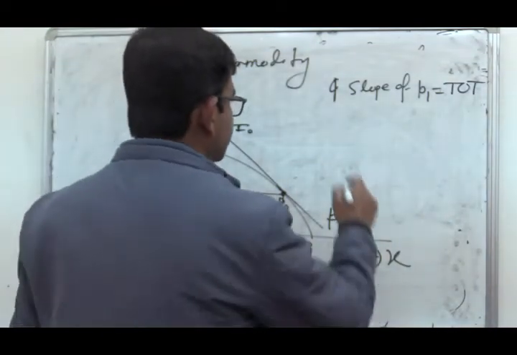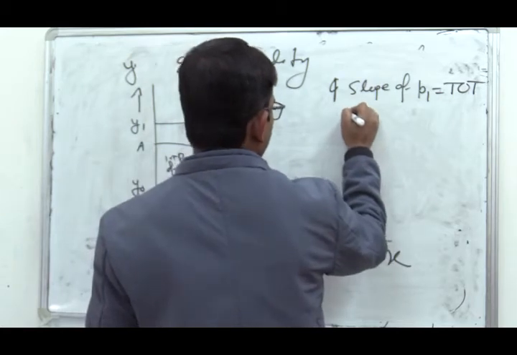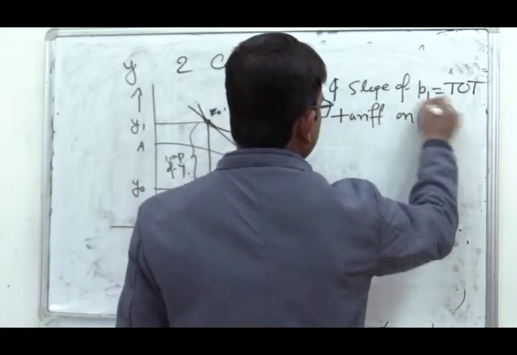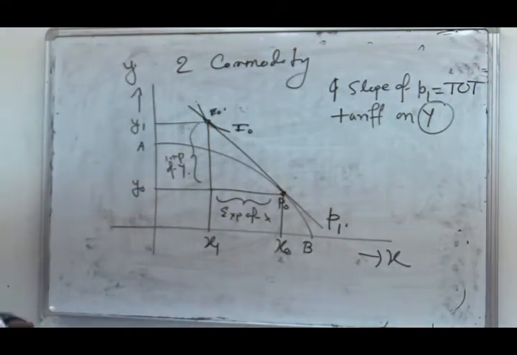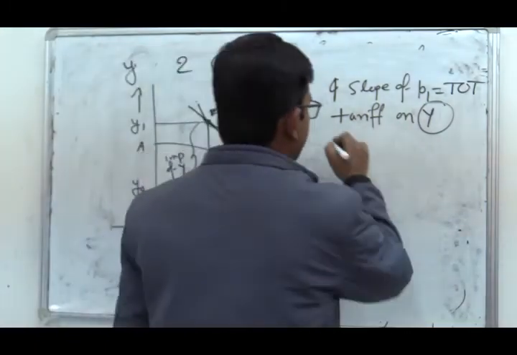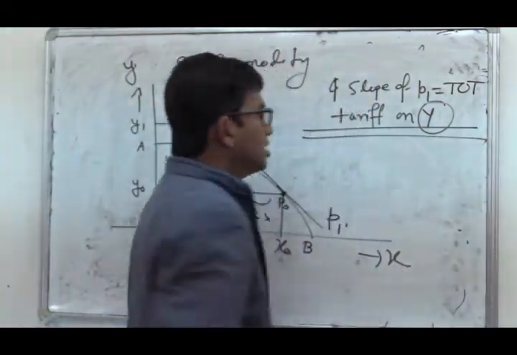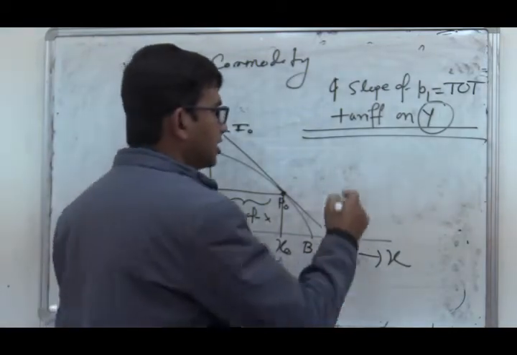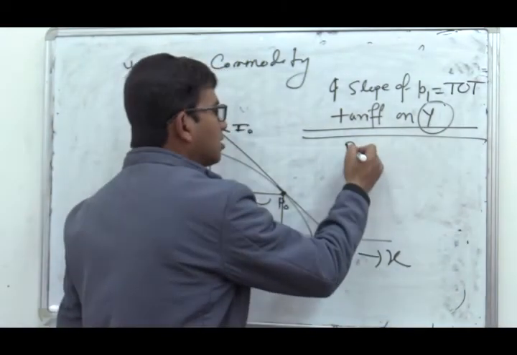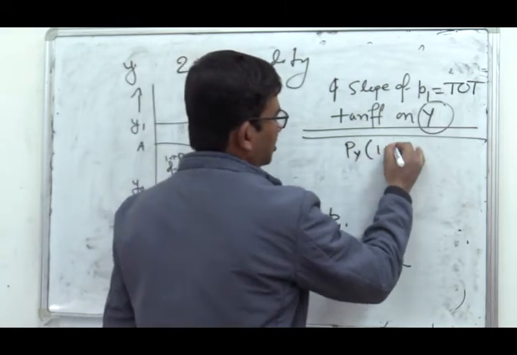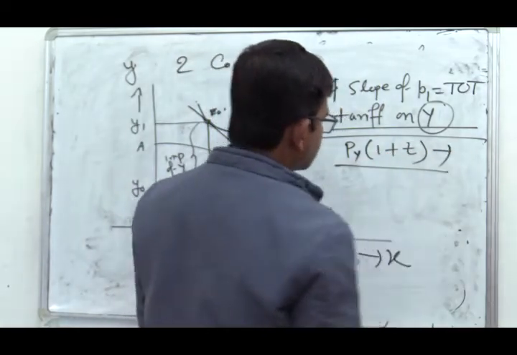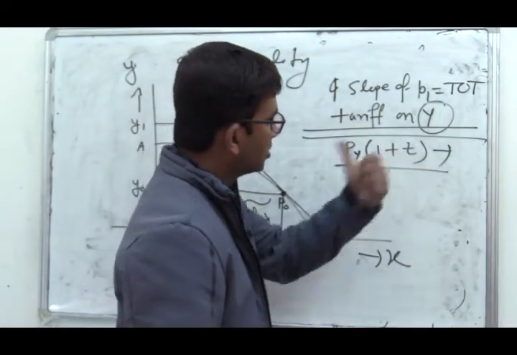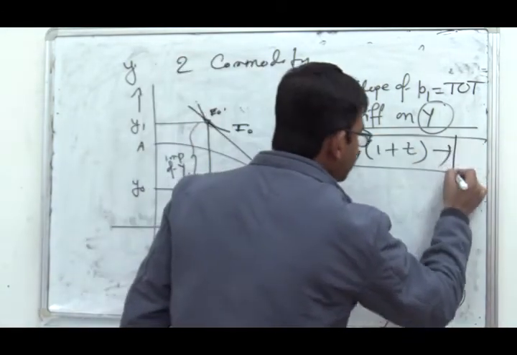Now let us consider that the country protects the sector Y. That means a tariff on Y. Whenever the country is imposing a tariff on Y, there will be no change in the international prices. But definitely the domestic consumers will have to face the protected price Py equals, let us say, 1 plus T. So this is the price which will be imposed on the domestic market due to imposition of tariff. So after imposition of tariff, this becomes the price.